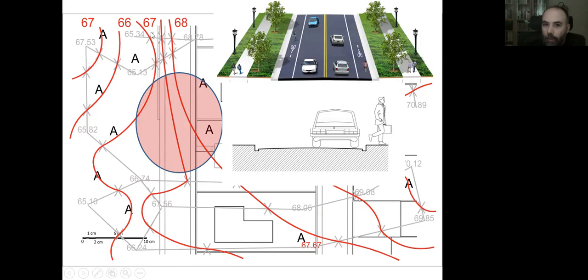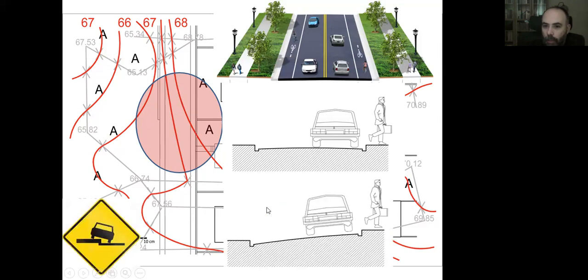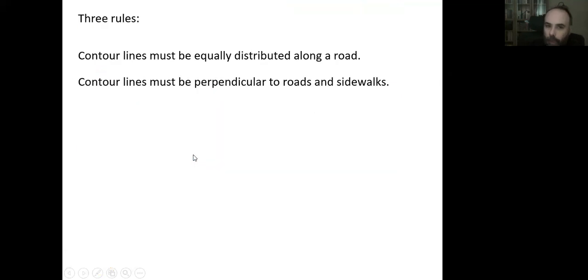When we have a section here like this, we will see that this sidewalk is here, and then it raises 1 meter, and it raises to another meter, and there is the sidewalk here, and it's impossible for a car to be like that. So there should be a problem with the contour lines. That's why we are revising it. It cannot be like that, obviously. So there is the second rule: contour lines must be perpendicular to roads and sidewalks.